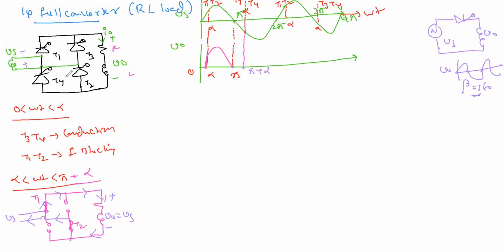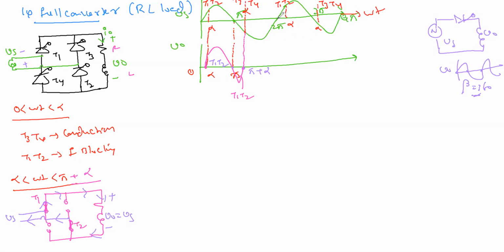T1 T2 will conduct until T3 T4 is triggered. That is a critical point here. In the previous case, T1 T2 will conduct up to pi only when resistance load is there. Now this T1 T2 will go into conduction until the next set of SCRs are triggered. What is the next set of SCRs? T3 T4. Where are we triggering T3 T4? At pi plus alpha. Therefore T1 T2 should be in conduction up to pi plus alpha. But from pi to pi plus alpha its voltage is negative. This is the one. So this is conduction of T1 T2 only.